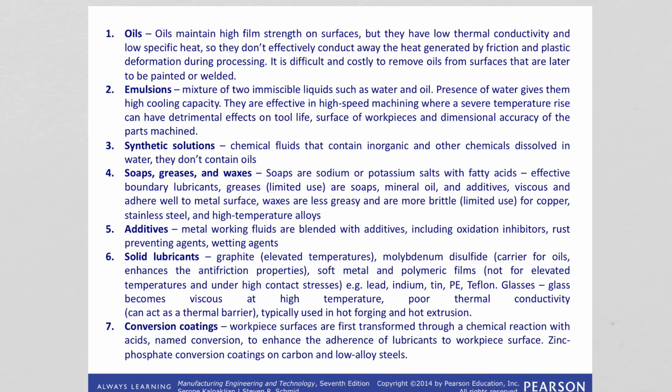Although this reaction leaves a somewhat rough and spongy surface, this surface acts as a carrier for the lubricant. After the treatment, excess acid is removed, and a liquid lubricant such as a soap is applied. Now it will adhere well to the surface and cannot be scraped off easily. Zinc phosphate conversion coatings are often used on carbon and low alloy steels, or oxalate coatings are used for stainless steels and high temperature alloys.